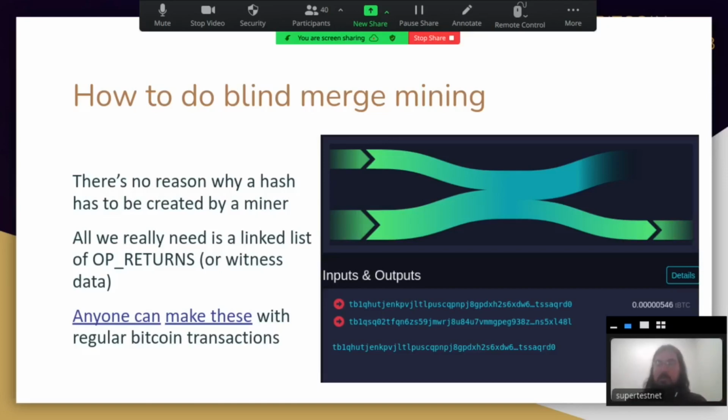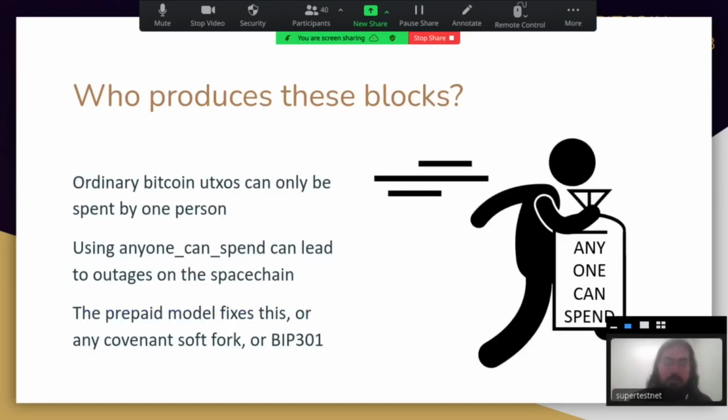You're using the fact that Bitcoin's proof of work makes it hard to reorg Bitcoin to also make it hard to reorg the sidechain. And this makes it so that 100% of miners are mining your sidechain. They just don't know it, which is pretty cool. It's like an improvement on regular merge mining.